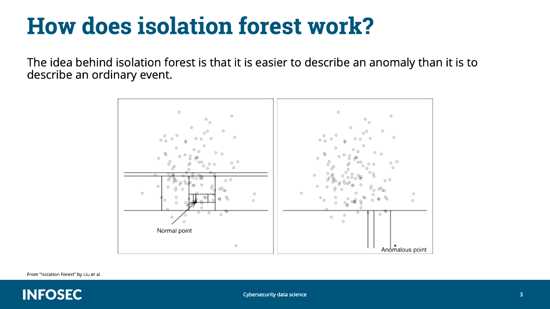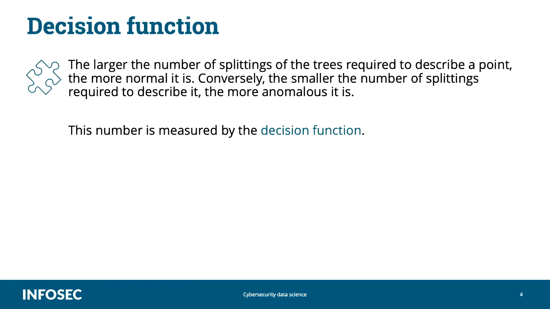Similarly, the way isolation forest works is that it uses trees to describe points, and those points that are easily described are anomalous. Those points that take many very deep trees are normal points. So this number, the number of splittings and complexity that is needed to describe a point, is called the decision function, and that's the function we use to determine anomalous points using isolation forest.